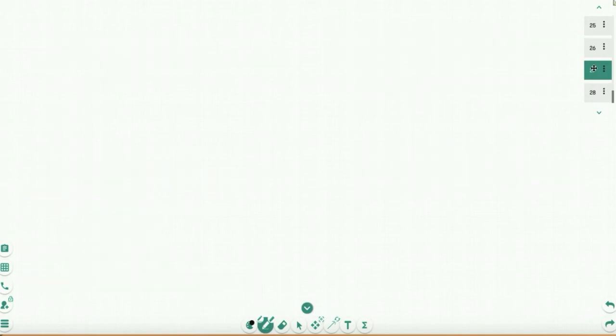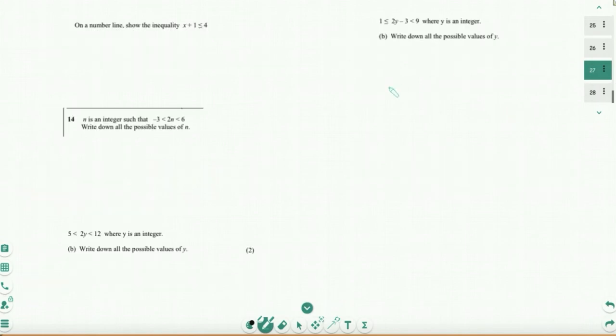Next page. On a number line, show the inequality x plus 1 is less than or equal to 4. Okay guys, for these sorts of questions, before you can draw the number line, or like in this question, before you can write down the values for n, you have to solve the inequality first. You have to get x by itself or get n by itself before you're able to draw the number line or write down the values for n.